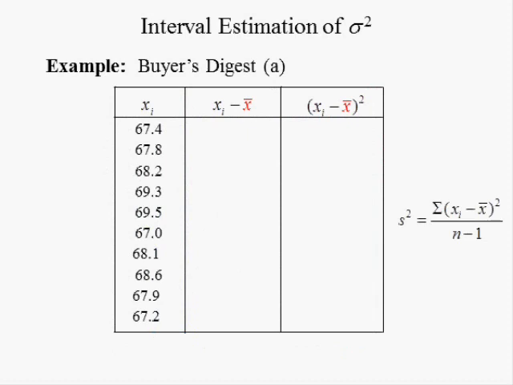To compute the sample standard deviation, we need to first compute the sample mean, which is the sum of the values of x divided by the sample size. The sum of the values of x is 681 degrees Fahrenheit. Dividing this by 10 yields a sample mean of 68.1 degrees Fahrenheit. The first deviation from the sample mean is negative 0.7 degrees.